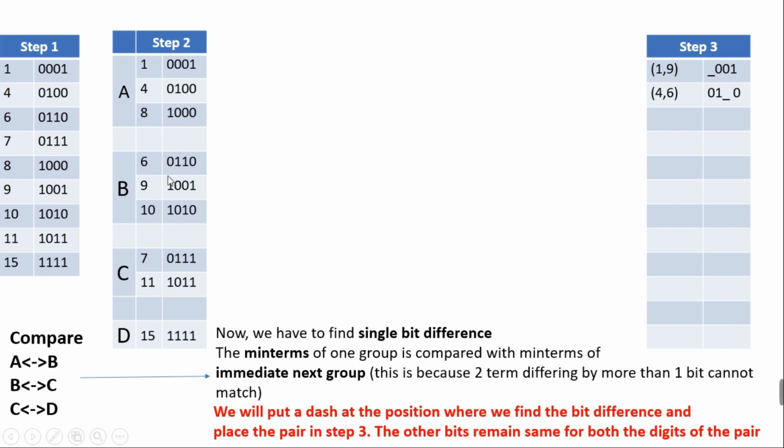8 will be compared with 6, 9 and 10, and we're going to be getting these pairs. I have not shown the whole procedure here because this is the same as before. If we compare 8 with 6, we're going to get more than 1 bit difference, so we will discard that. But if we compare 8 with 9 or 8 with 10, then we're going to get something like this: for 8 and 9, 1 0 0 dash, and for 8 and 10, 1 0 dash 0. So this is the basic scenario after we're done with the comparison for group A and B.